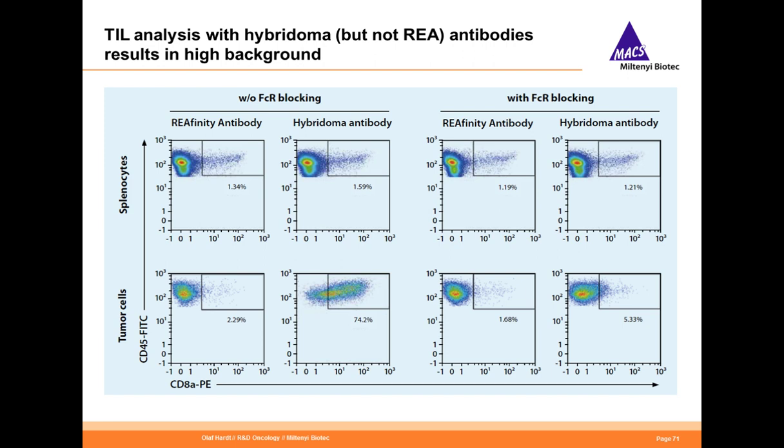You see in the spleen that all looks pretty good. The antibody does not give you a lot of background. However, in dissociated tumors, we know that a lot of cells upregulate the Fc gamma receptors. And what you can see here, the REAffinity antibody is not affected by this. The hybridoma antibody, as you can see in the bottom panel, gives you a high background when working with dissociated tumor cells. Of course, with FcR blocking, you can diminish this background, but you still see about a 5% background, and you see a pretty broad negative population. Whereas the REAffinity antibody, no matter if you use FcR blocking or not, will always give you a very nice and clean staining.